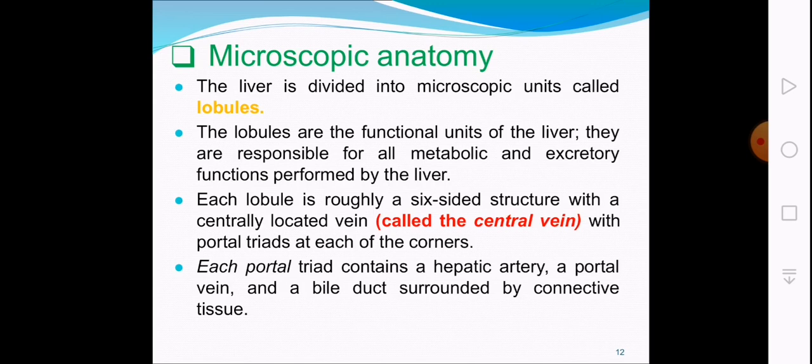That regarding the macroscopic view or gross anatomy. Regarding the microscopic anatomy, that means by microscope, the liver is divided into microscopic unit called lobules. يعني الليفر بنقسمه لميكروسكوبيك unit بنسميها اللوبيولز. So the lobules are the functional units of the liver. They are responsible for all metabolic and excretory functions performed by the liver.